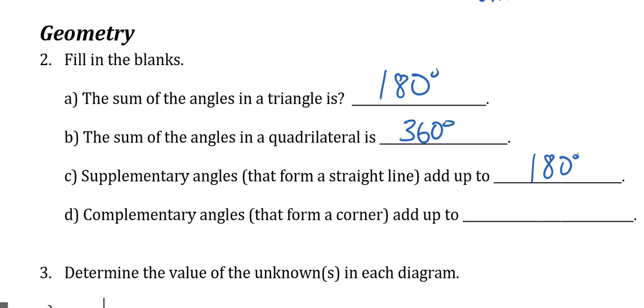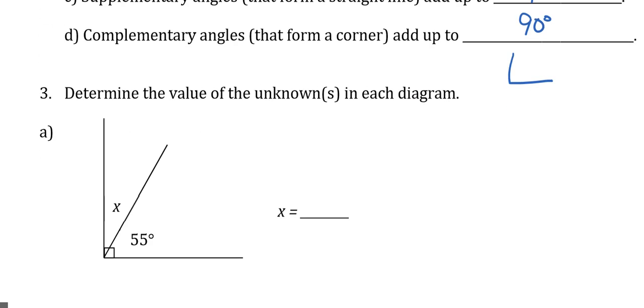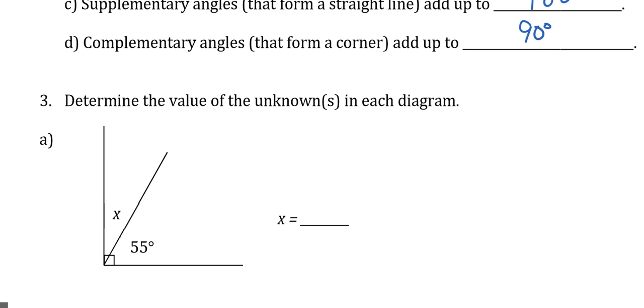And complementary angles that form a corner, or in other words, a right angle, add up to what? 90, right? A right angle is 90 degrees. So that's like a corner like this. Like this question right here, these are complementary. This is a corner. We know a right angle is 90 degrees, so obviously they have to add up to 90 degrees. So very simply, how do I find x?